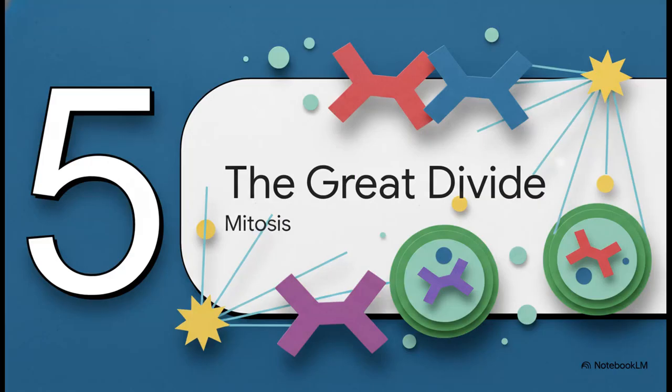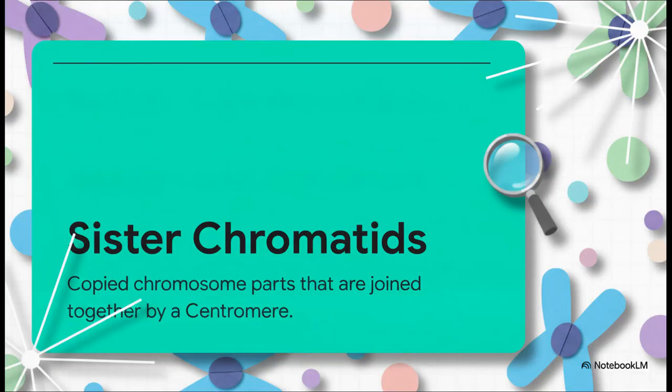Part 5, the Great Divide, also known as mitosis. We've reached the climax of our explainer, the dramatic physical cloning process. Now, before we physically split the cell, look closely at these sister chromatids. Because the DNA was copied back in the S phase, we now have perfect, identical twins of genetic material.